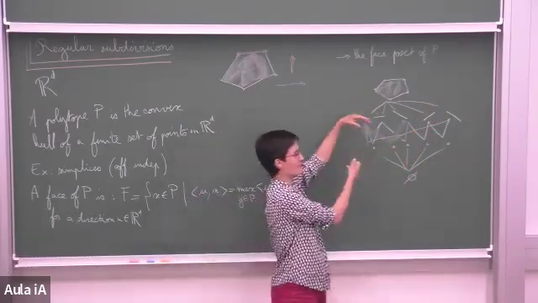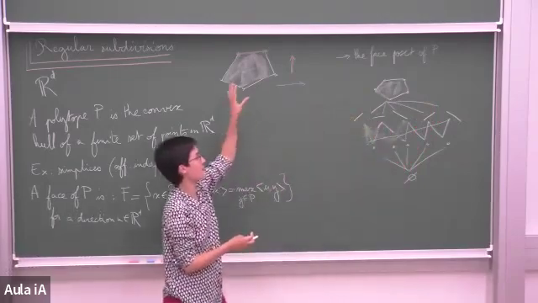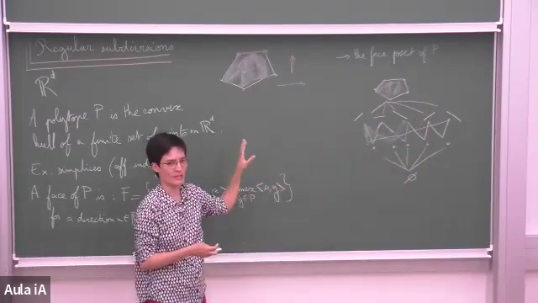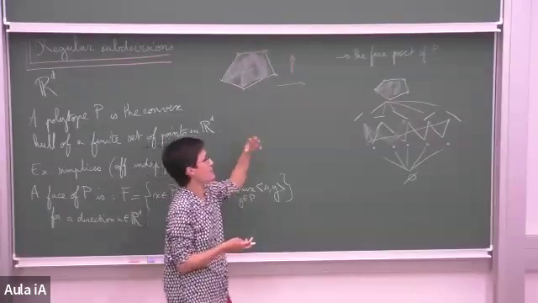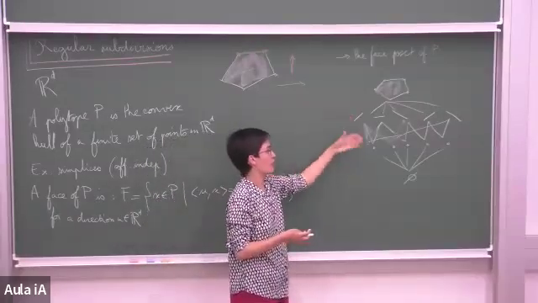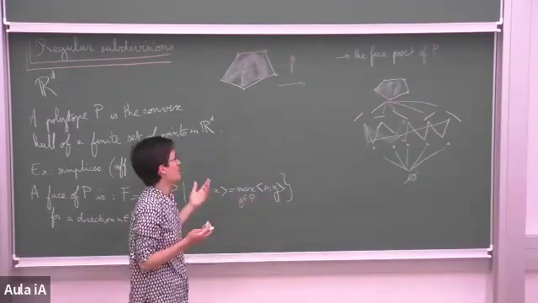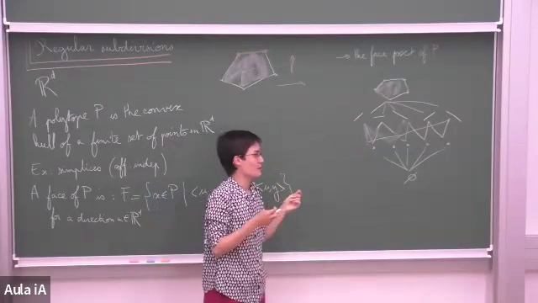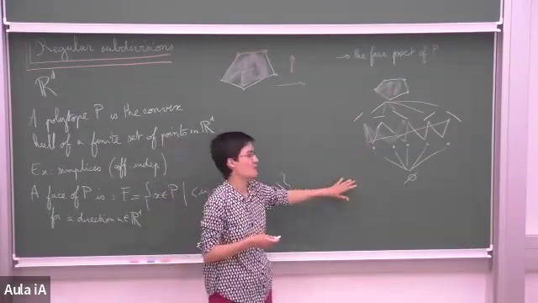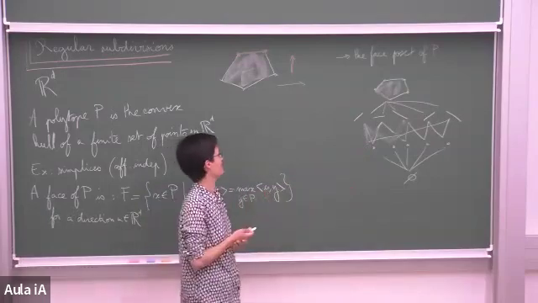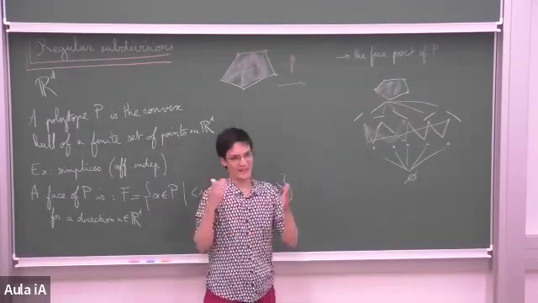Now we have this combinatorial structure, and this is what we call the combinatorial type of our polytope. In dimension 2, it's not very interesting because it's only given by the number of vertices, which is the same as the number of edges. So in dimension 2, we have a bijection between the combinatorial types of polytopes and the integers, and that's it. But of course, it becomes more interesting in higher dimensions.